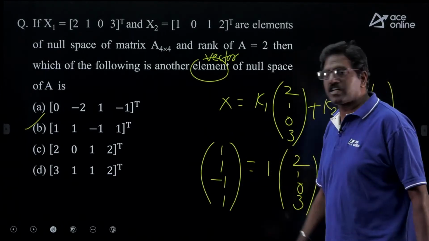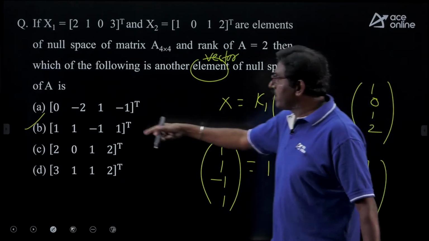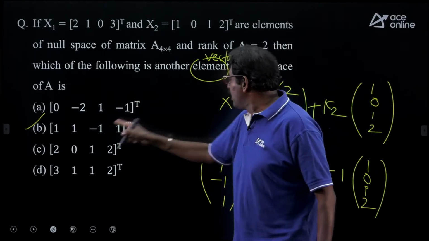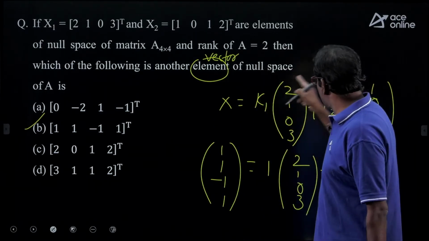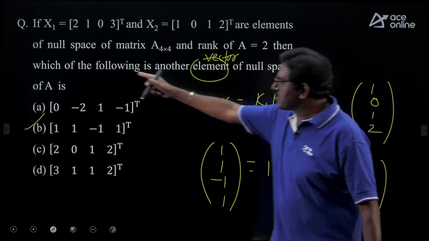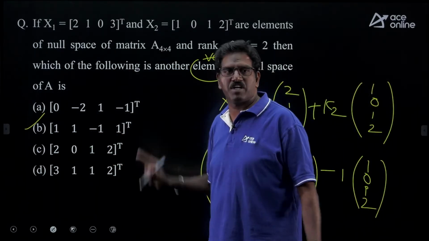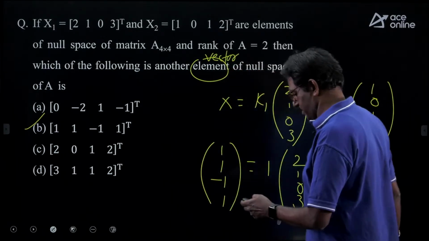3 minus 2, 1 satisfied. So option B satisfies this condition. Verify the rest of the options; definitely they will not satisfy the condition. It means you should get the same values of k1 and k2 for any set of equations. For the rest of the options, you will not observe such a condition. So option B only satisfies. So option B is correct.